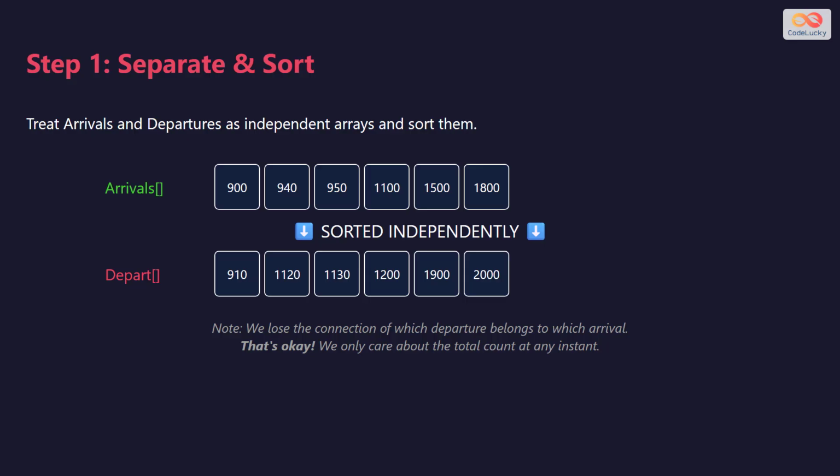To implement this, we take all the arrival times and all the departure times and place them into 2 separate arrays. Then, we sort both arrays independently in ascending order. Notice that we lose the connection between a specific arrival and its corresponding departure, but that is okay. We only care about the total number of trains at the station at any instant, not which specific train is on which platform.